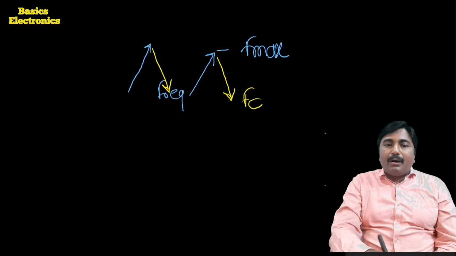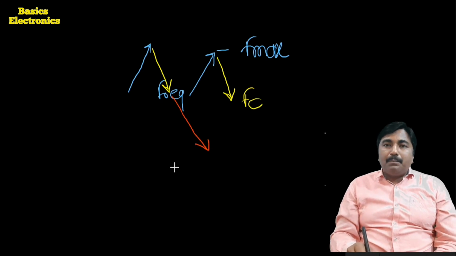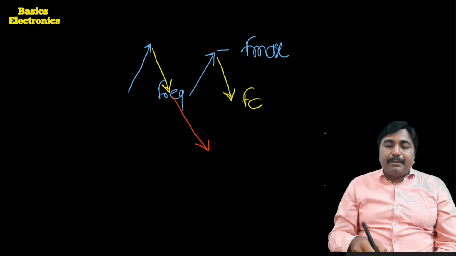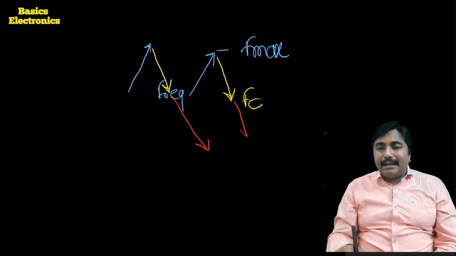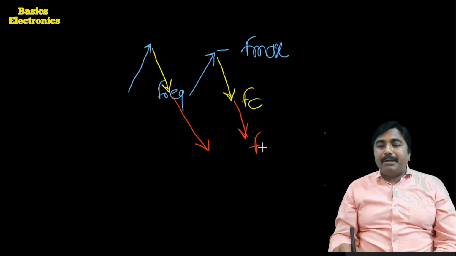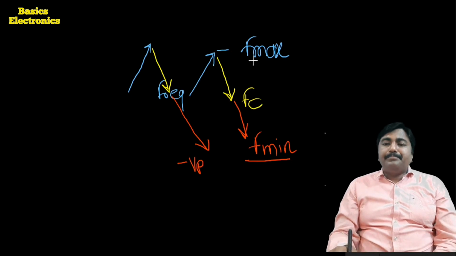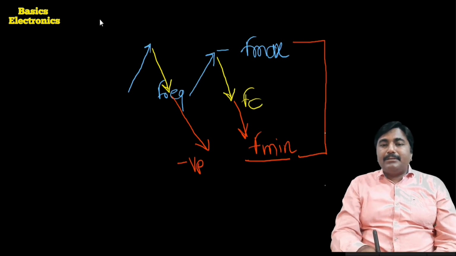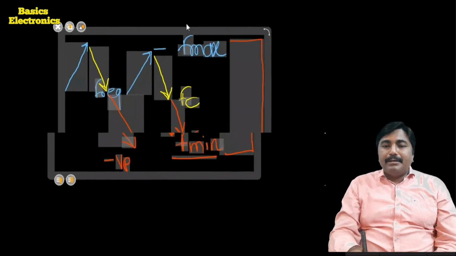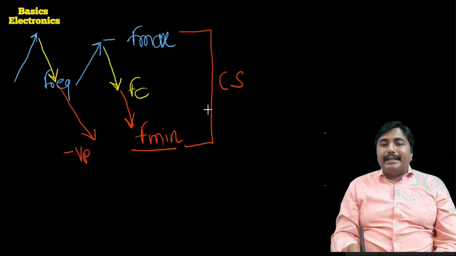Now the amplitude of the modulating signal starts decreasing from 0 to its negative peak value, then the frequency of the carrier signal also starts decreasing, and it attains its minimum frequency at minus Vp. That frequency we call the minimum frequency. Now the change in these two frequencies, from minimum to maximum, we call the carrier swing.